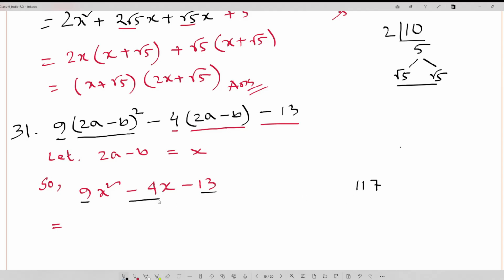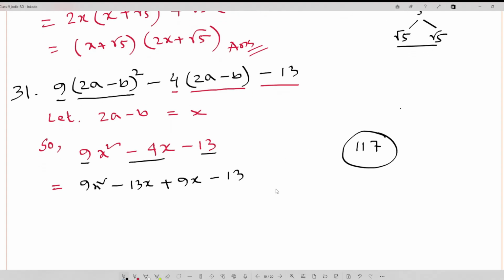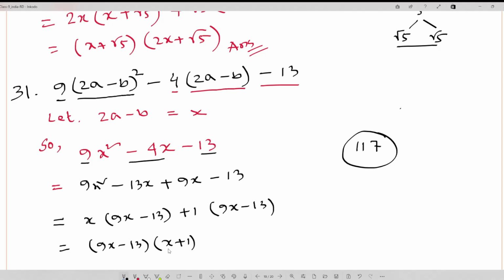So here is minus 4x, so we can write like this: 9x² minus 13x plus 9x minus 13, because 9 and 13 once we multiply it will become 117, but minus 13 and plus 9 will become minus 4. So in here we can take common x, so 9x minus 13, and here is plus 1, so again 9x minus 13. Then we can take common 9x minus 13, so here is x plus 1.